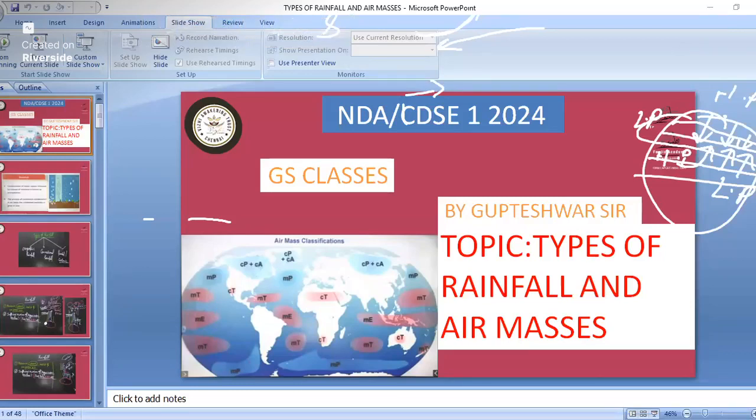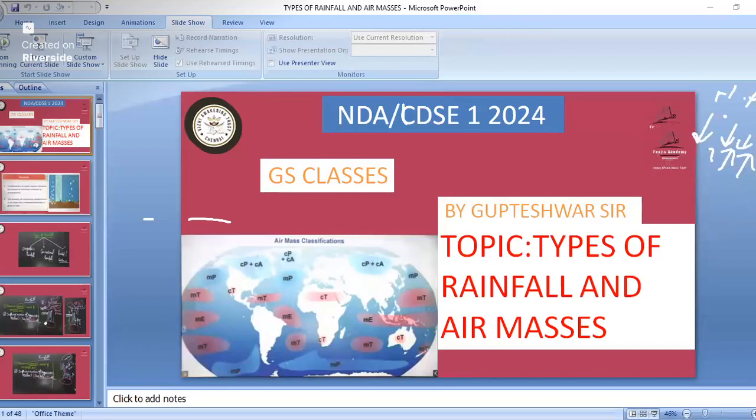Then after studying about the fronts, first we'll see about the Köppen classification. Then next we'll see about the other parts, that is cyclones. Then we'll see about the polar vortex. So this is all about the air masses part.